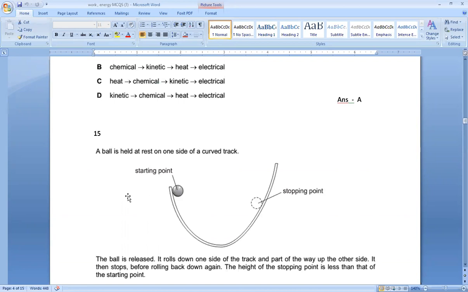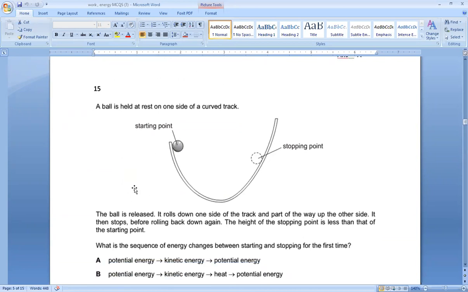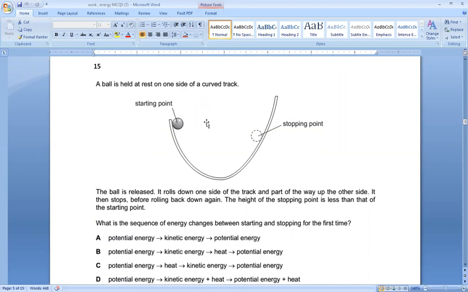Number 15, a ball is held at rest on one side of the curved track. So the starting point is shown to you, the stopping point is shown to you. As you can see, the starting point is slightly higher than the stopping point. The ball is released, it rolls down one side of the track and part of the way up the other side. It then stops at this position before rolling back down. The height of the stopping point is less than that of the starting point. What is the sequence of energy changes?